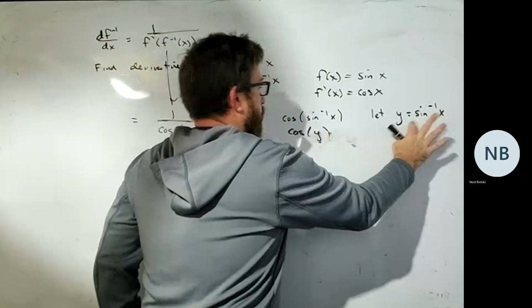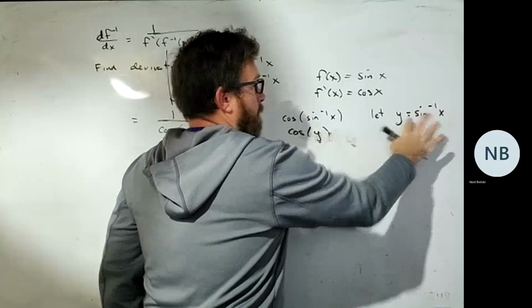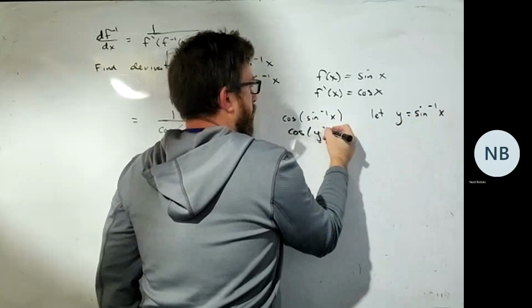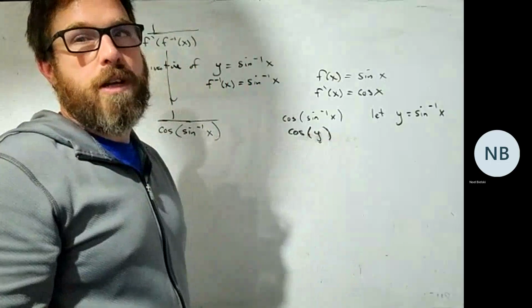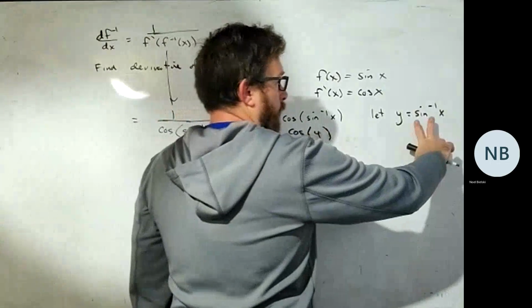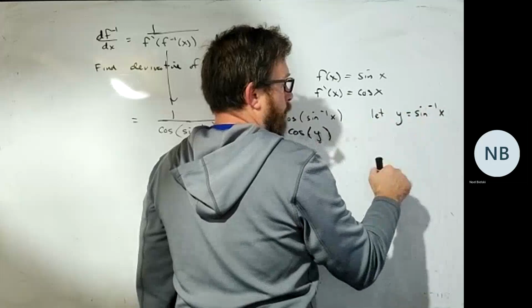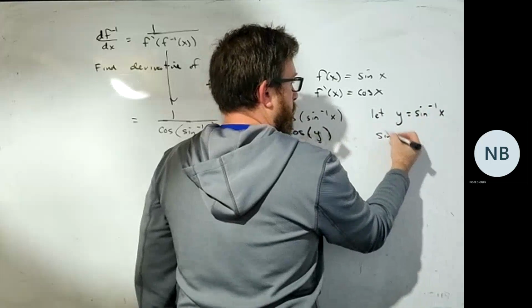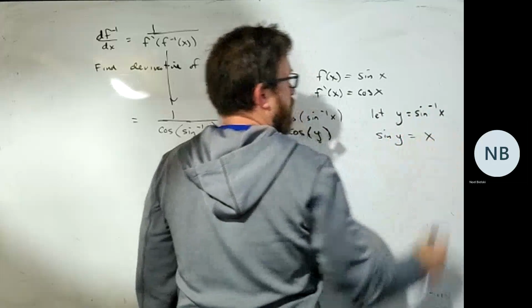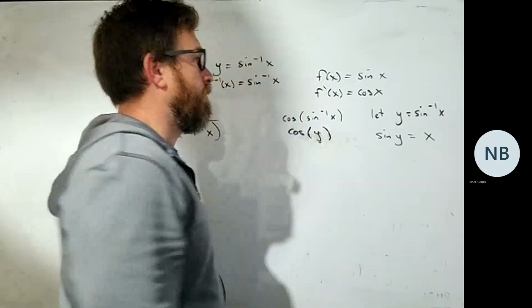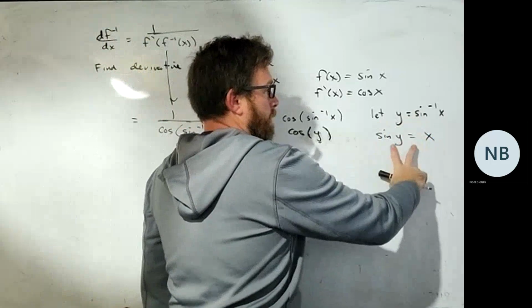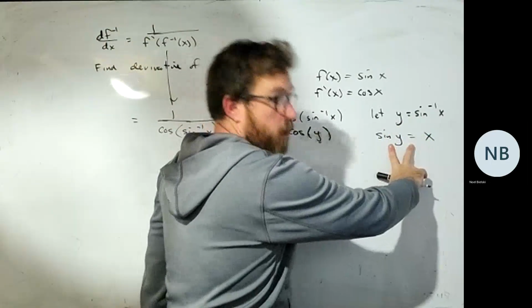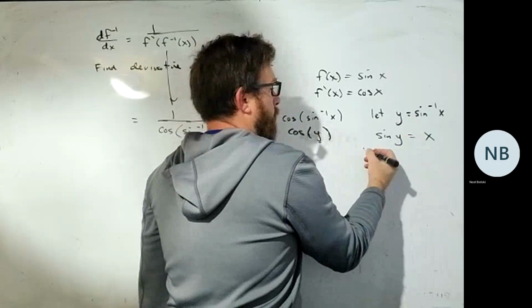So I'm going to figure this thing out. Well, I can't turn a sine inverse directly into a cosine inverse, but I can take a sine and turn it into a cosine using the Pythagorean theorem. So I could take the sine of both sides. This would mean the sine of y would be equal to x. Sine and sine inverse will cancel. So I'm going to take the sine of y and turn it into a cosine of y. We can do that with the Pythagorean theorem.